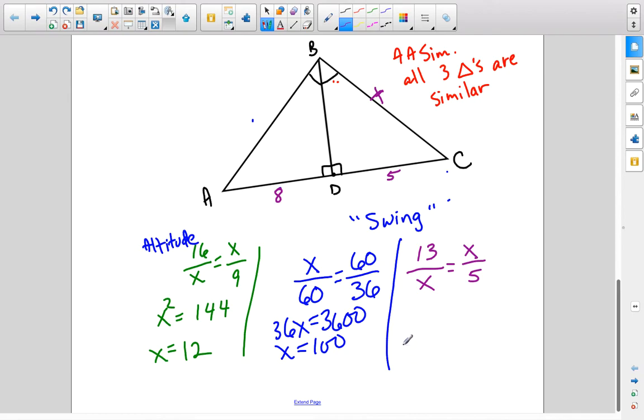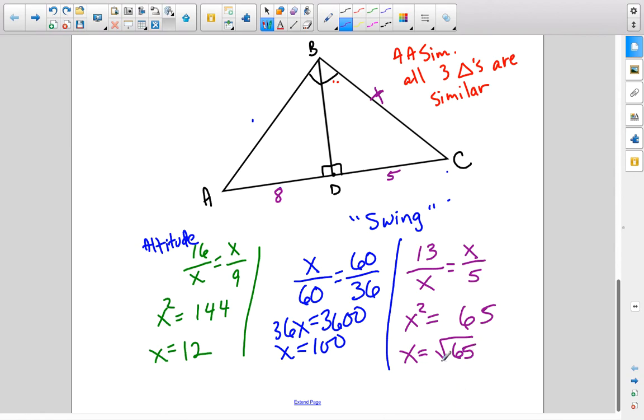Now I do want to point out that notice in each of these three proportions I've set up, look what I have. A number over x equals x over a number. X over a number equals a number over x. Okay, I'm looking to make sure that I have something I can work out. X times x I know is x squared. 13 times 5 is 65. So if x squared equals 65, x equals the square root of 65.